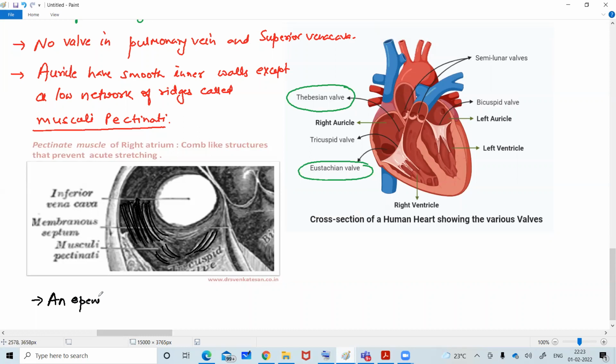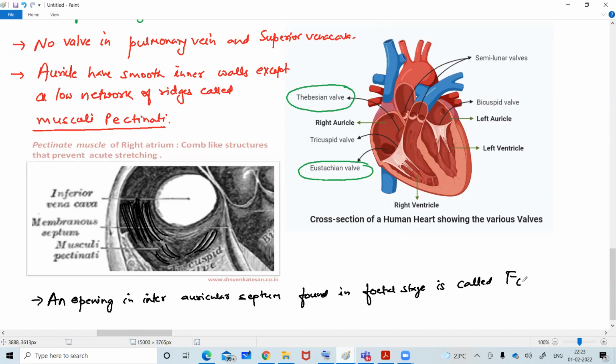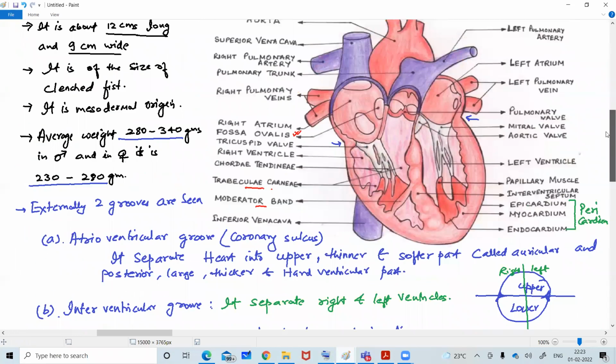An opening in the interauricular septum found in the fetal stage is called foramen ovale. Now let me show you where this foramen ovale is.